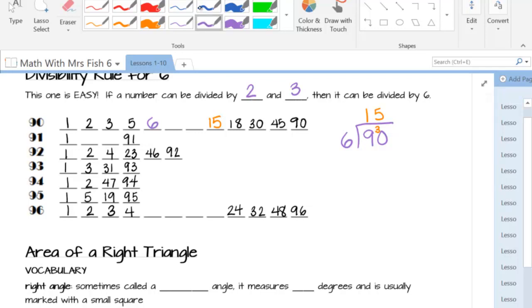Then we go through and we ask ourselves, does 2 work on 91? Nope. So we move on. All of these other numbers have been fully factored, so now we come down to 96. We can see that 2 worked and 3 worked, so that tells us that 6 will work.